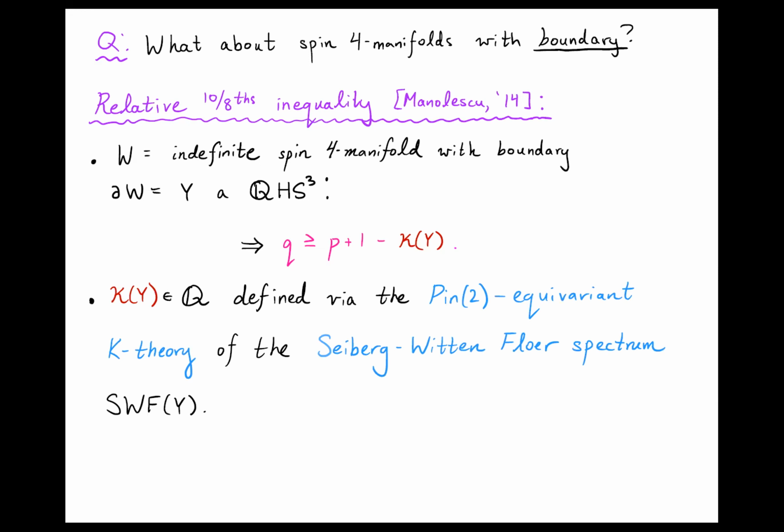It's defined via the Pin(2)-equivariant K-theory of the Seiberg-Witten Floer spectrum, denoted SWF of Y, which we'll talk about later. But I just want you to note that the kappa invariant of the 3-sphere, with its unique spin structure, is 0, and so this recovers the 10/8 theorem of Furuta.